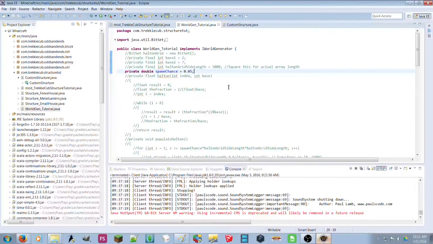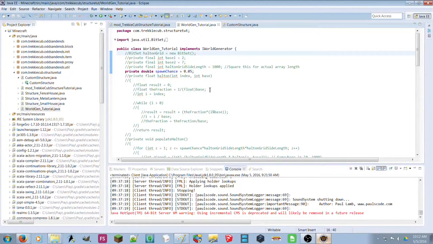Now, the way we are going to use the Halton grid, or the Halton pseudo-random number sequence, is we are going to create a grid of Boolean values. And we are going to compare the chunk number we are generating in with this grid to see if that bit is one, where we can form a structure there or not.